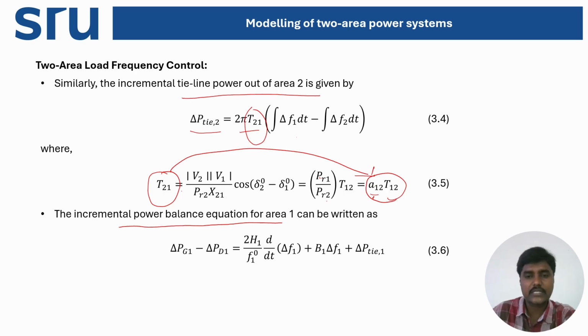Now the incremental power balance equation of area 1, which we have seen in the previous lectures while developing the mathematical model for a single area, can be written as delta Pg1 minus delta Pd1 equal to 2H1 by f1 naught d by dt of delta f1 plus B1 into delta f1 plus delta P tie 1. This is the only one additional term we get when we compare this equation with earlier lectures, because here we have tie line power.